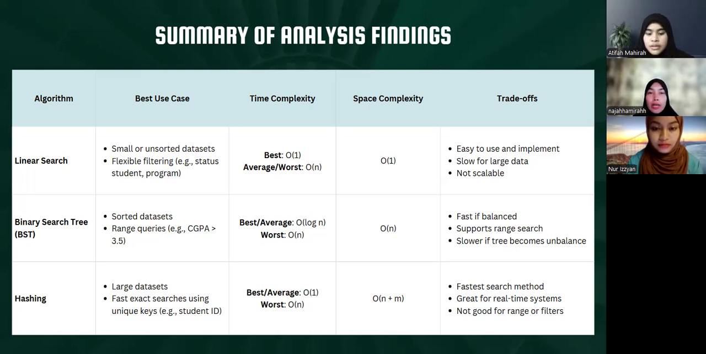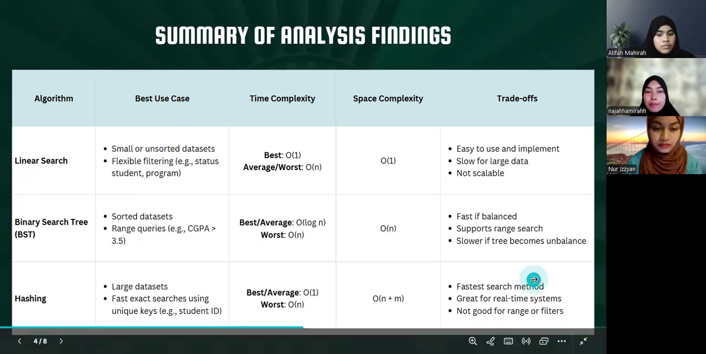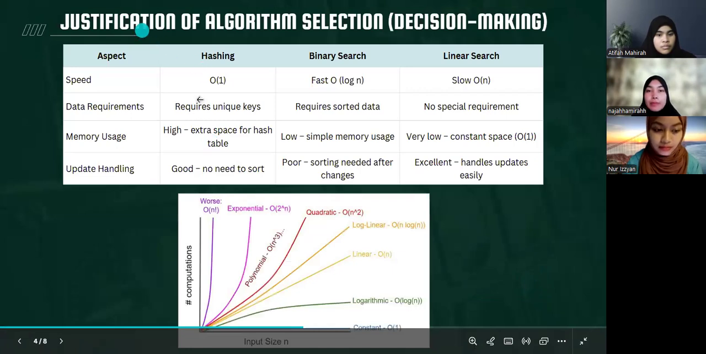So overall, hashing is the best choice when we need quick access to specific record in a large system. But depend on the situation, binary search tree is best when sorted data and range query are needed, while linear search is okay for small or flexible search when data change often.